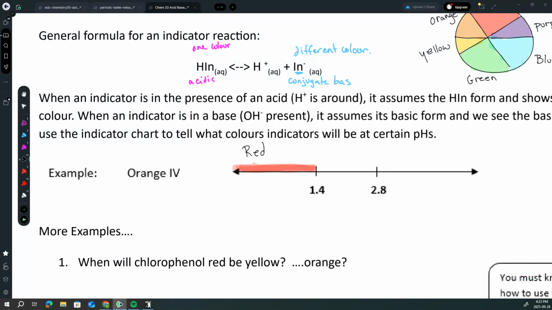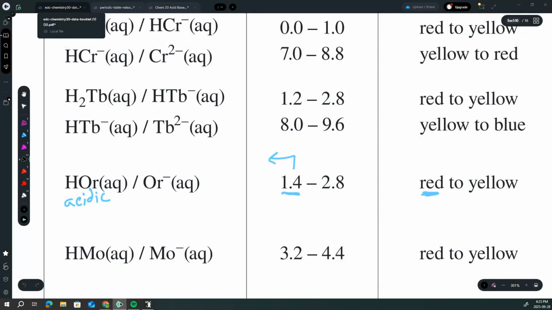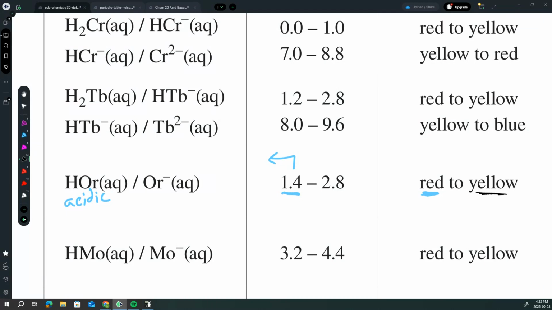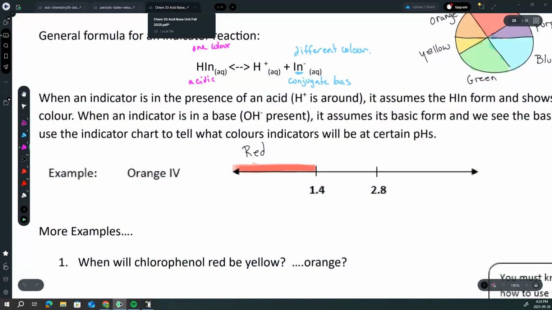So this is red. And then at 2.8 and above, so let's check this out. Right-hand color, I'll use a different color for this. Right-hand color corresponds with right-hand number. So what this means is at 2.8 and above, we will have the conjugate base form of this indicator, and it is yellow. So let's go back and color this in.